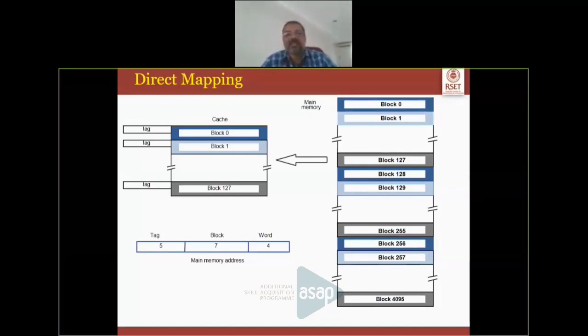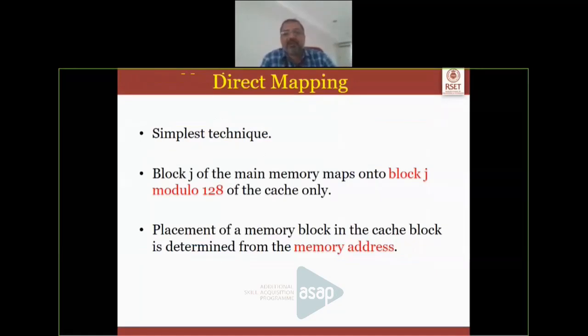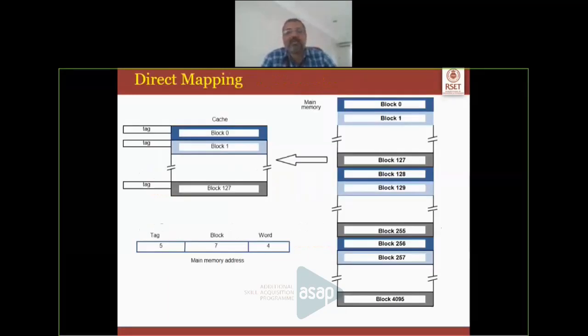Then what do we mean by direct mapping? Block J of the main memory maps into block J modulo 128 in the cache memory. That may be confusing, so coming back to this diagram, how many blocks are there in the cache memory? 128, that is 0 to 127. How many blocks are there in the main memory? That is 4096, block 0 to block 4095. The processor may require any block from the main memory at any point of time, and that block has to be loaded into the cache memory.